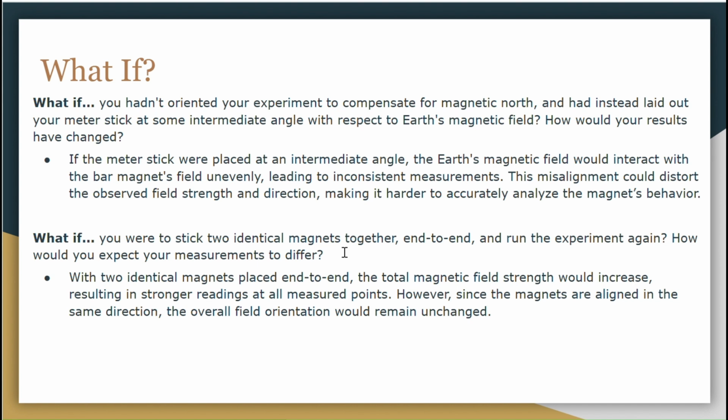With two identical magnets placed end to end, the total magnetic field strength would increase. And it would actually double. But since the magnets are aligned in the same direction, the overall field orientation would remain unchanged. That is our what if, that is our answer.